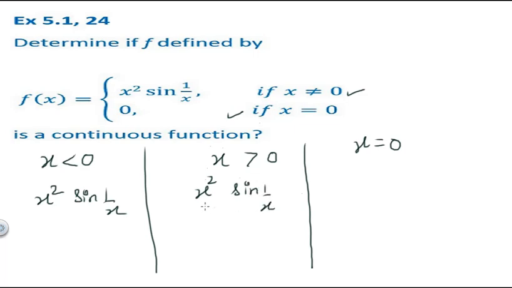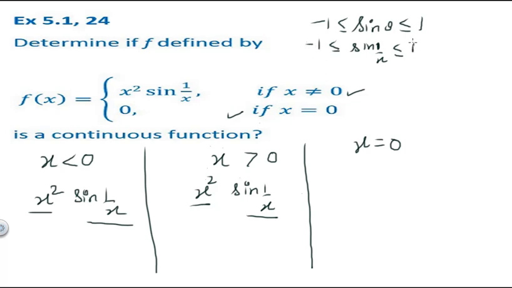Clear? Now you know x square, being a polynomial function, is continuous, and sine of 1 by x will definitely give you a definite value. Why? Because we know sine theta lies between -1 and 1. So sine of 1 by x is also some angle. Its value will lie between -1 and 1. So it is a definite value. So it will be a continuous function. Product of two continuous functions is a continuous function.